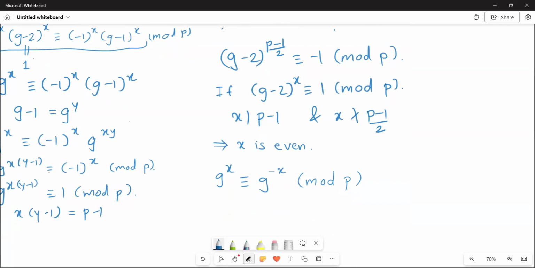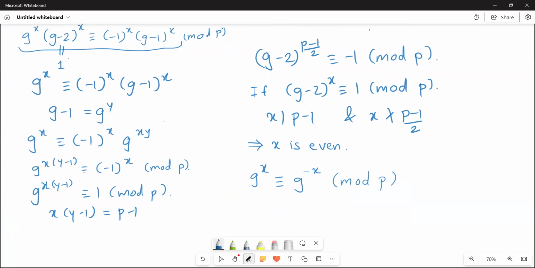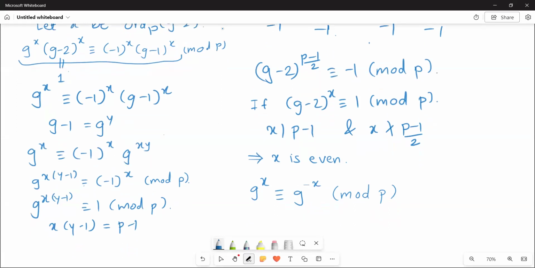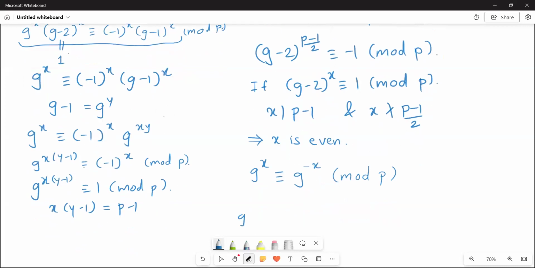In the original equation, g to the x is congruent to minus 1 to the x times g minus 1 to the x mod p. Yeah. So g minus 1 is just inverse of x. Oh, here x was the order, right? Yes. And what are you doing? So g to the 2x is congruent to 1 mod p. Yes.